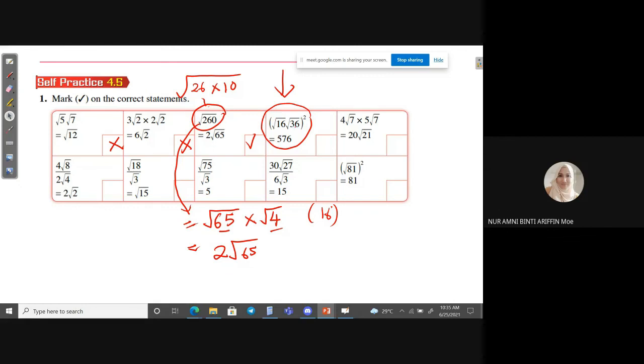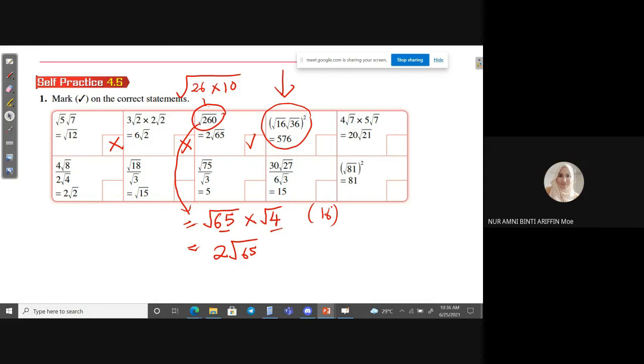Why disappear? Sebab macam I bagi tahu tadi lah. Disappear because if you change to the index form, it will disappear. Sebab matematik, you have to know the logic, yes? I buat langkah yang lain. I just do square root 16 is 4, square root 36 is 6. So 4 times 6, 24. 24 squared, 576. Betul juga.